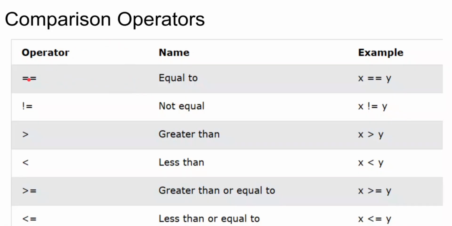As you have seen in the previous video, a single equal to represents an assignment operator. When we have a double equals, that represents equal to, and it is used to check whether two variables or two values are equal or not. In a similar way, we have not equal, represented by an exclamation mark and one equal to symbol. That is used to check whether two values are not equal. Let's first see the demo for these two operators, equal to and not equal.